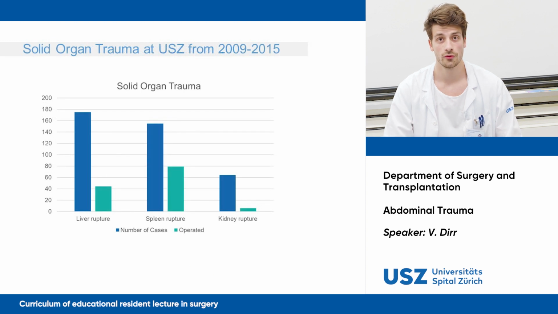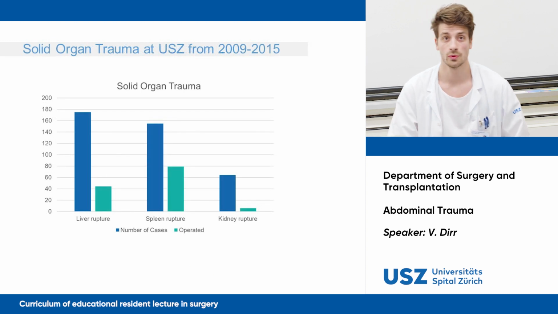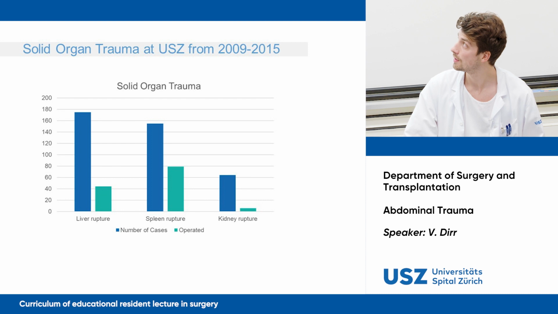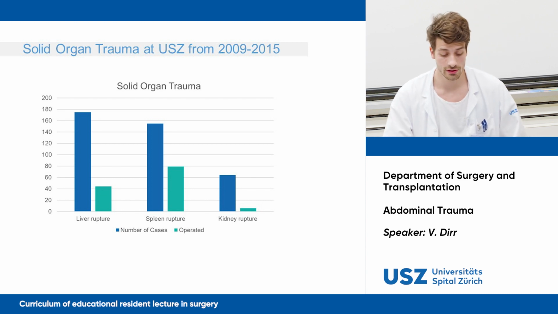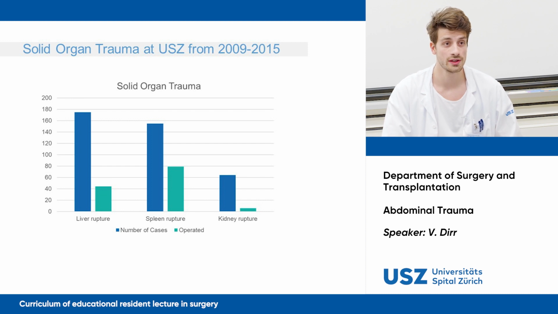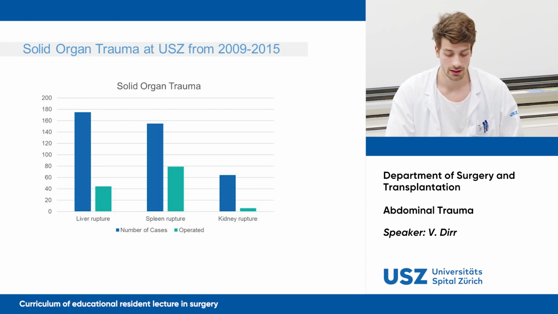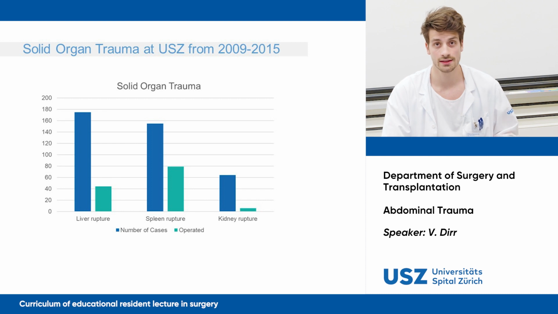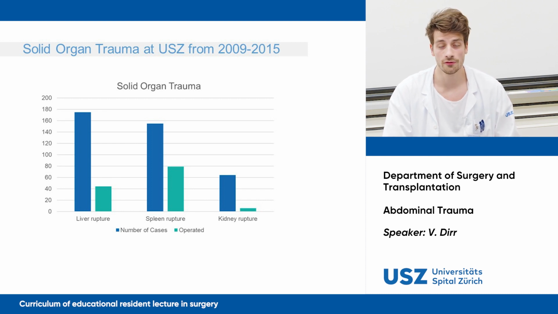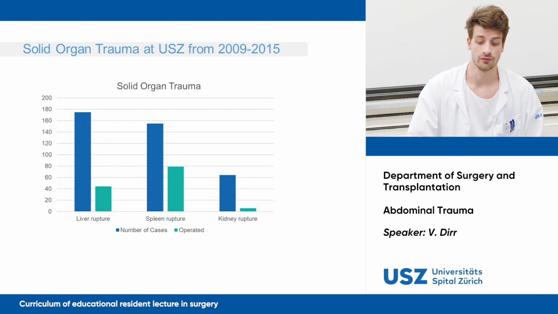So what are the most frequent solid organ traumas we encounter here at our department? It's liver and spleen, of course. We have approximately 180 liver ruptures, where 20% are treated by operation. And in case of spleens, around 160, and almost 50% of these cases are treated by surgery, and just a minority of cases in case of kidney.